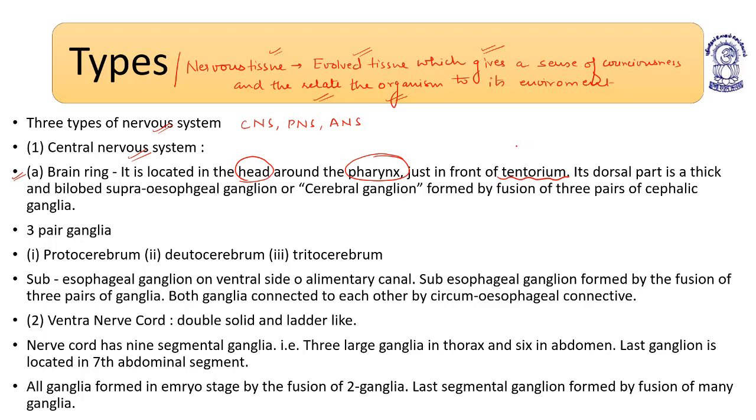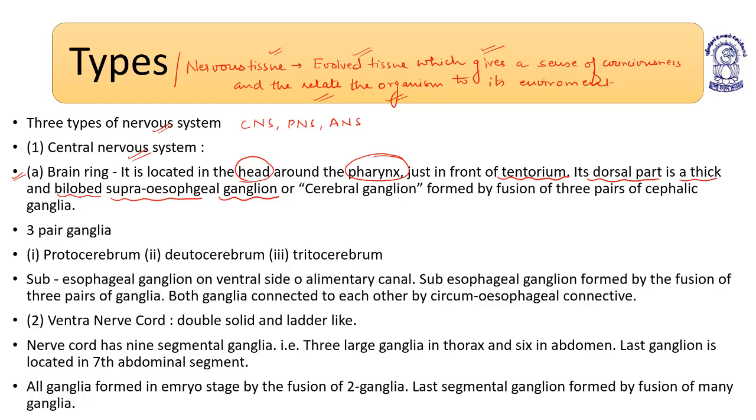The brain ring is situated in the head region. Head, thorax, abdomen are the three segments of cockroach. So the head region has the brain ring, and it is around the pharynx and lies just in front of the tentorium. The dorsal part of this brain ring is a thick bilobed supraesophageal ganglion. So the dorsal part has a ganglion, meaning a collection of nerves. So this ganglion, which is a collection of nerves, is known as what?